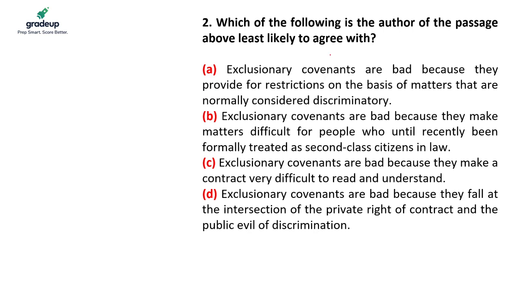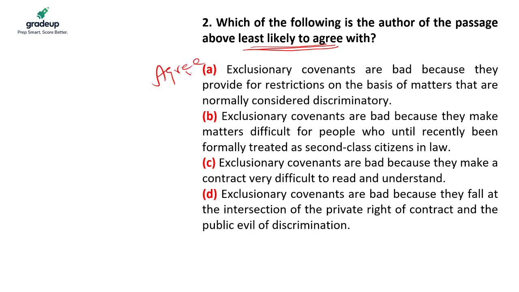Which of the following is the author of the passage least likely to agree with? What will he not agree with? So let's read the first one. Exclusionary covenants are bad because they provide restrictions on the basis of matters that are normally considered discriminatory. This he will agree with. This is the essence of the passage. This is what he's trying to say. This he will agree.